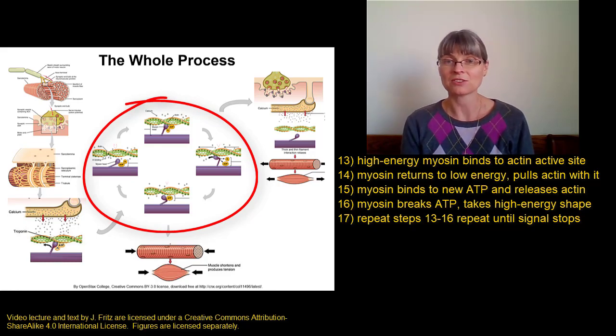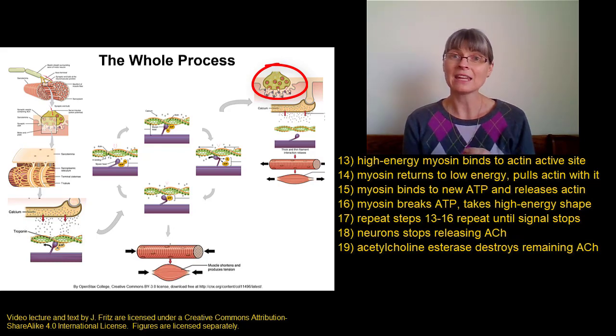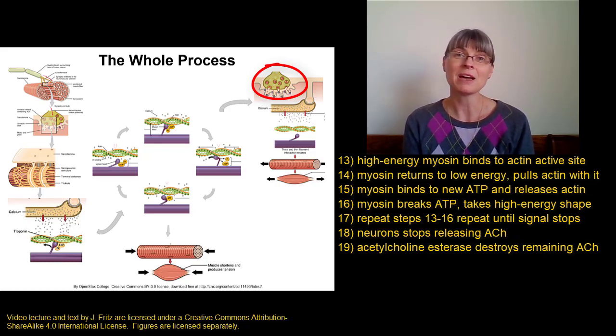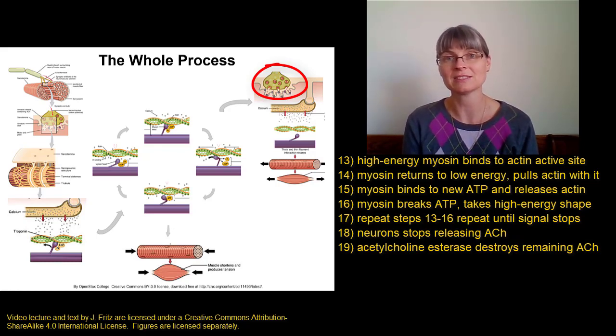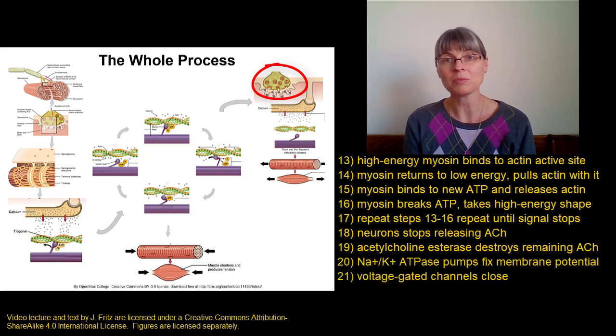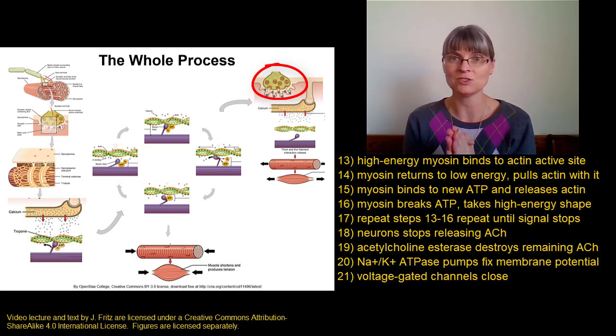In order to stop the contraction, the neuron has to stop releasing acetylcholine. Then we have to get rid of all the extra acetylcholine that's still left there in the synaptic cleft. Thankfully, we have a handy little enzyme that does that for us. The enzyme acetylcholine esterase breaks down any acetylcholine left in the synaptic cleft so that the neuron stops signaling. While this is going on, our sodium-potassium pumps are helping us to reset the membrane potential of the cell so that we can close all those voltage-gated channels.